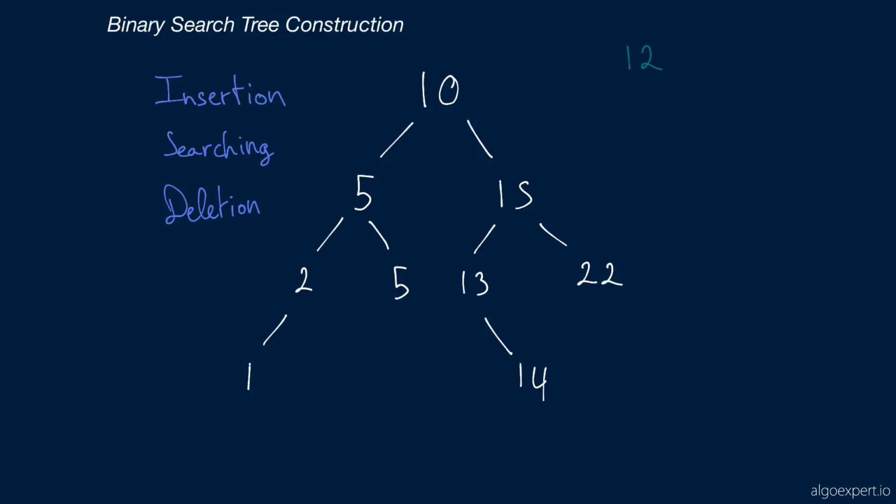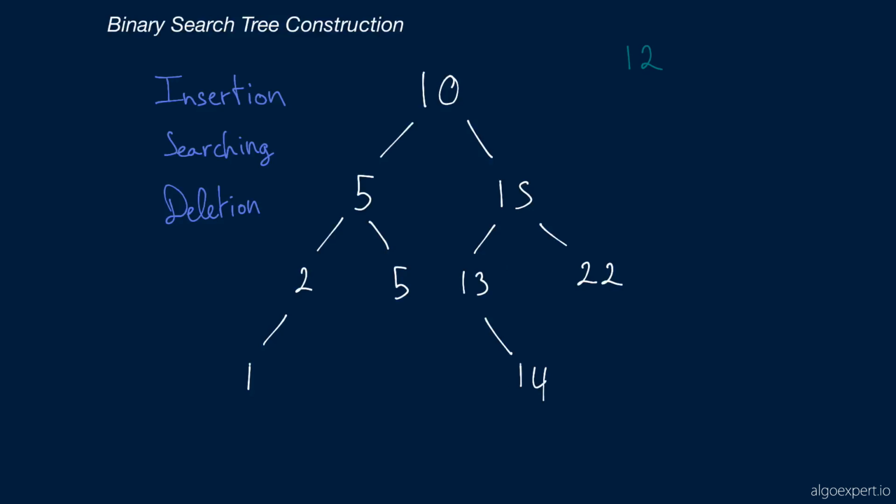So now we go further down the tree to the left to this 13. And once again, we compare the number 13 to 12. And we notice that 12 is smaller than 13. So what does that tell us? Well, it tells us that we can eliminate this entire right subtree. We never have to explore it.